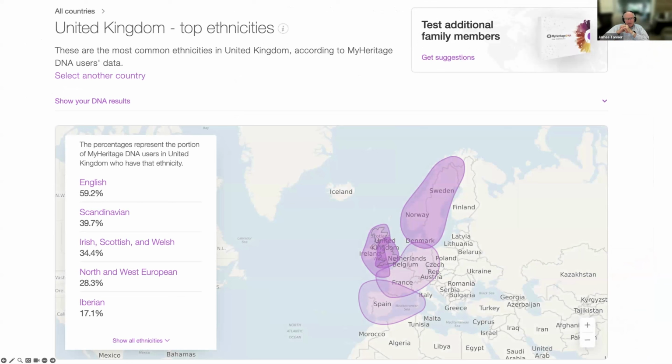So here's what you'll find out if you look at the countries individually. You'll find that in England, if you have English ancestors, it's very possible that in addition you have Scandinavian, Irish, Scottish, and Welsh, and North and West European, and Iberian. Iberian is Spain. It's very possible that all of that is part of your heritage.